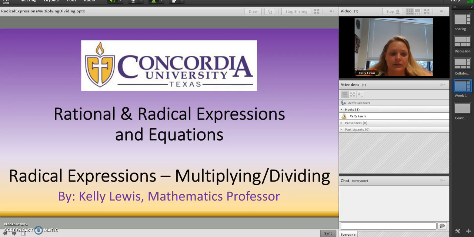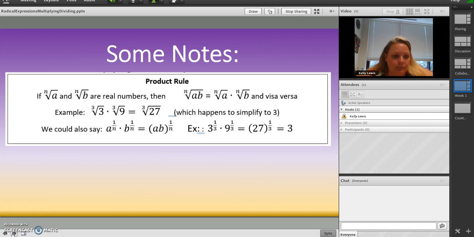Alright guys, so we're going to continue our study of radical expressions. We're going to do multiplying and dividing in this section, and then we'll do adding and subtracting. Alright, so some important notes.